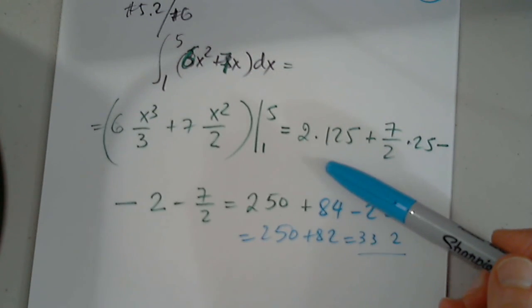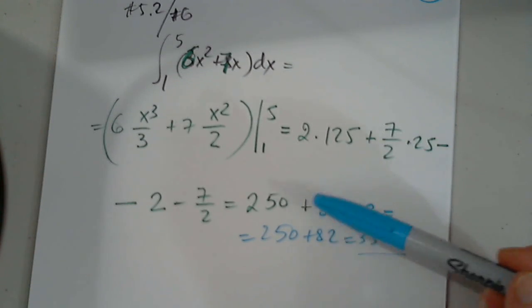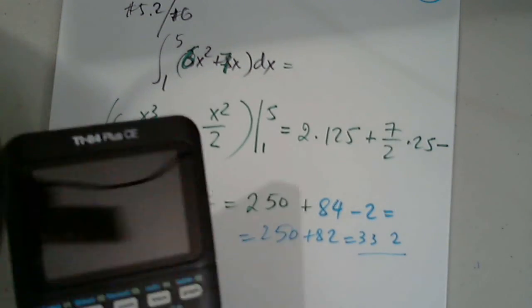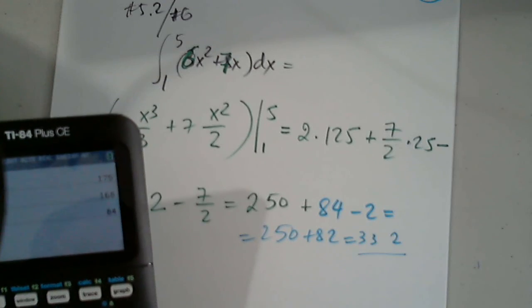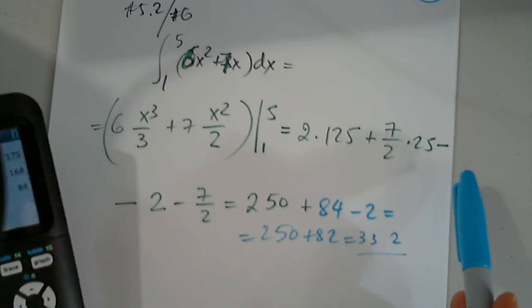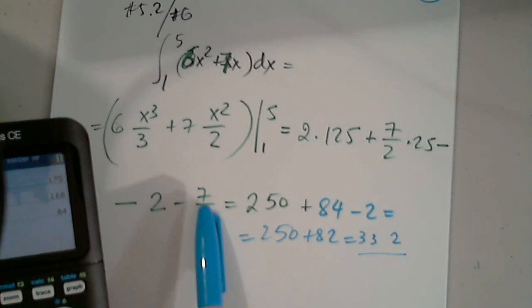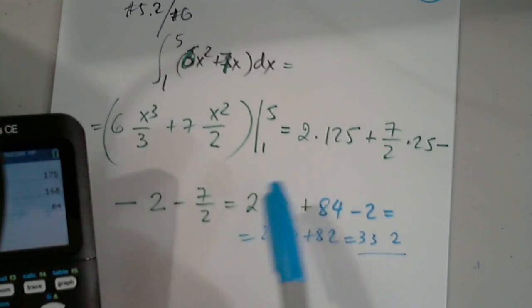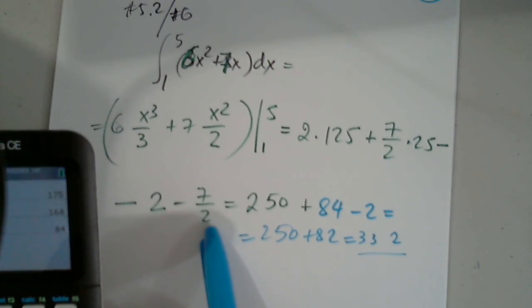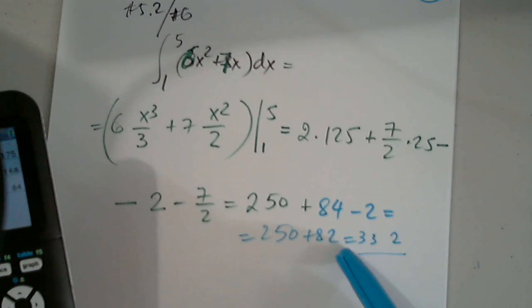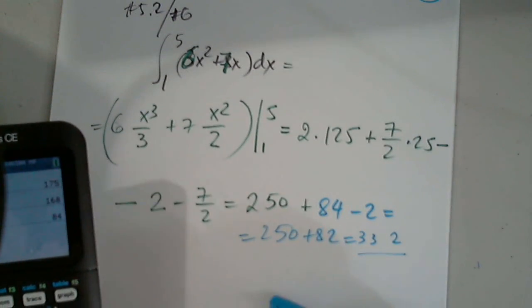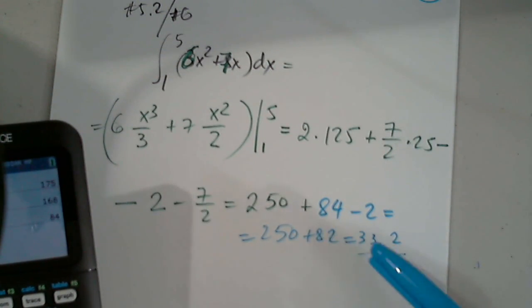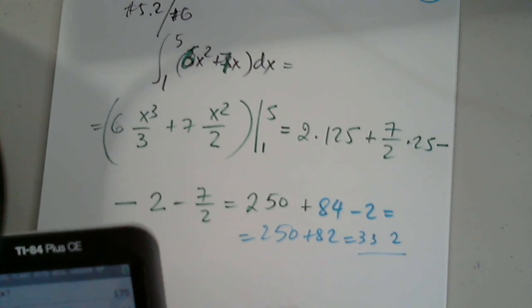So it was 2 times 125. That's, yes, that's 250. I calculated 7 times 25, yes, and I subtracted 7. And then I divided by 2 because that's the denominator for those two. I got 84 minus 2, so that's 82. So 250 plus 82. And I got 332. Let me know.